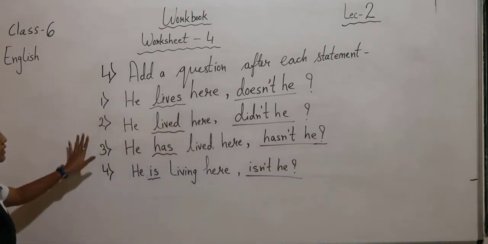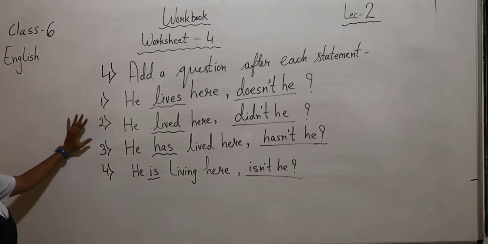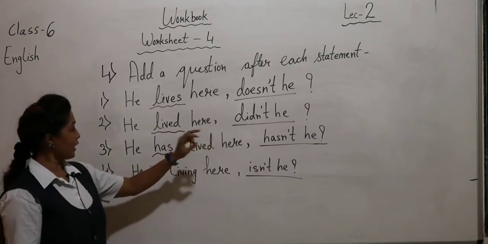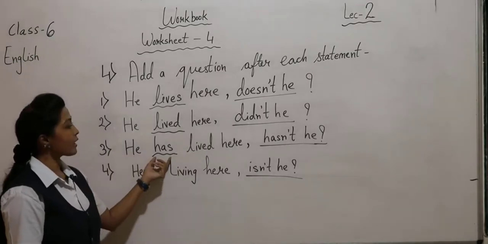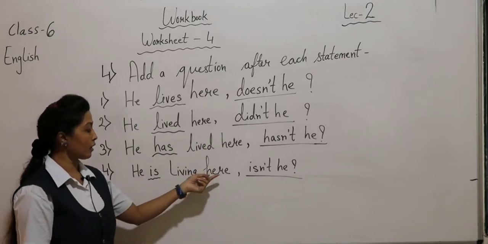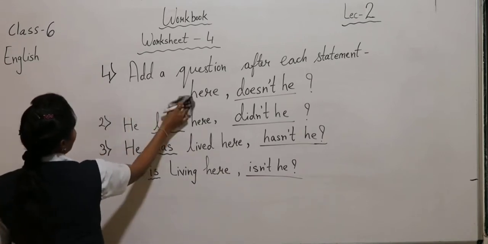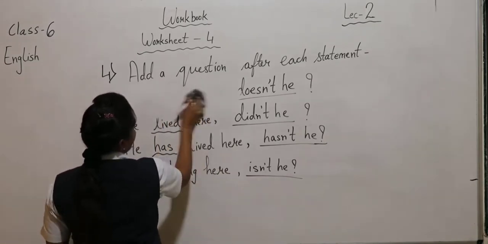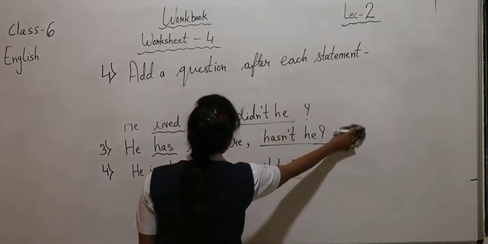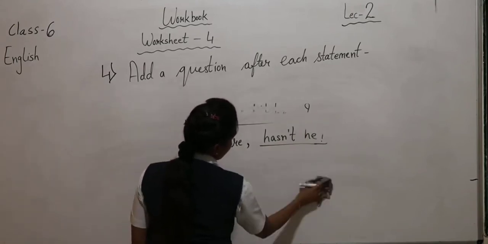So now these examples are given. First one, he lives here, doesn't he? As we have to add a question after each statement. Second one, he lived here, didn't he? Third one, he has lived here, hasn't he? Fourth one, he is living here, isn't he? Now, in the same way we have to do the other statements.